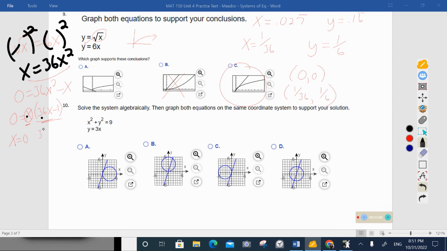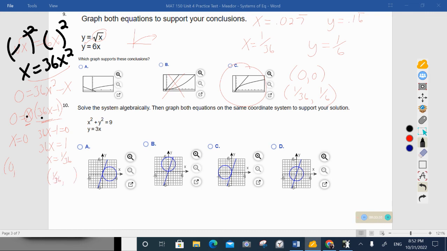Or when does 36x minus 1 equal 0? Well, you would add 1 to both sides, and you would divide both sides by 36, and that's how we got our two x values. So in one ordered pair, x is going to be 0, and in the other ordered pair, x is going to be 1/36, because the curve and the line cross twice.